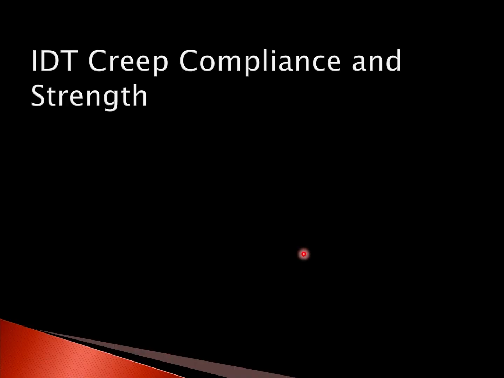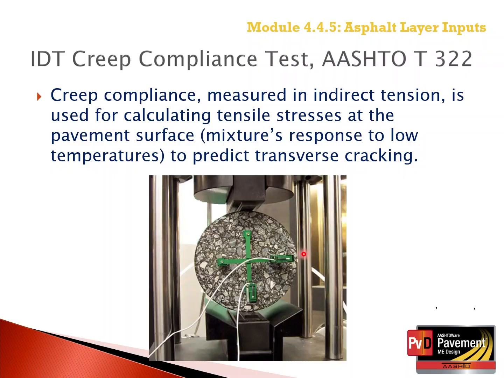This section now focuses on the indirect tensile creep compliance and strength of asphalt mixtures and/or wearing surface layers. The indirect tensile creep compliance and strength are measured to evaluate and predict an asphalt wearing surface's resistance to low temperature cracking, or predict the length of transverse cracks.